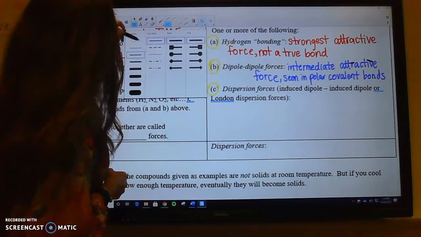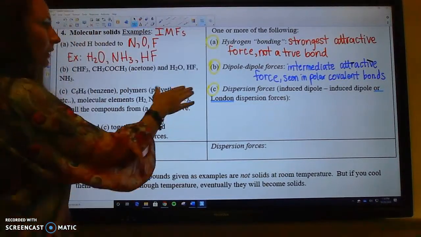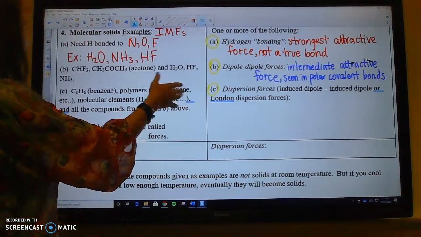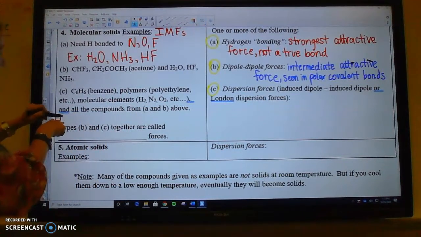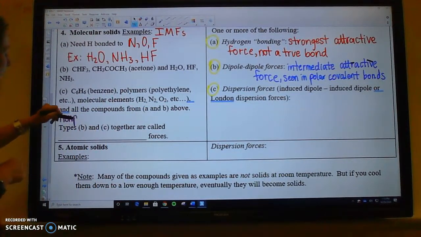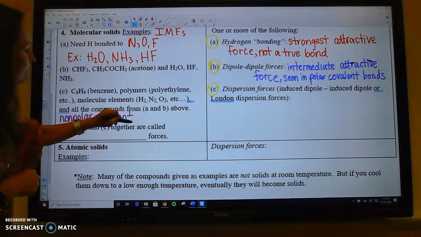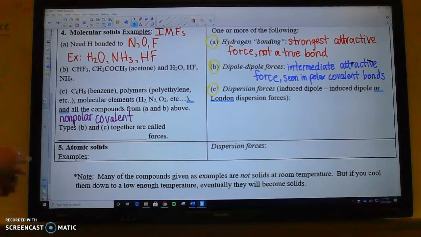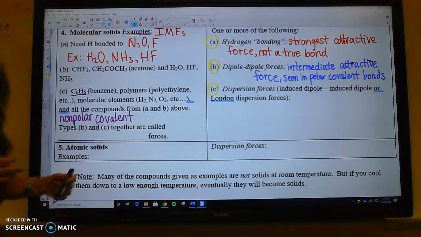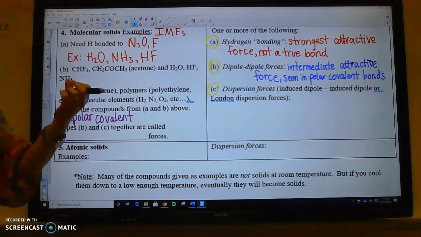So for a non-polar covalent compound, you have dispersion forces. So I want to mention, these are all non-polar covalent. So you need to look for those. And it's always going to involve either carbon and hydrogen in whatever numbers, or elements that are that element bound to itself.